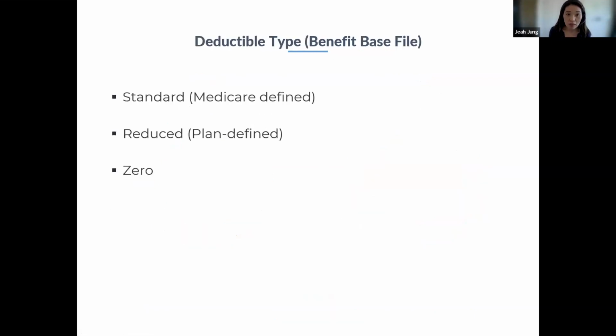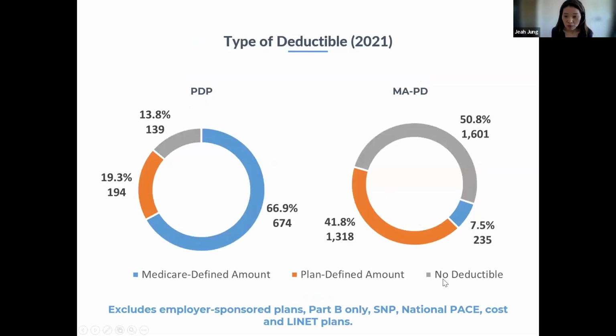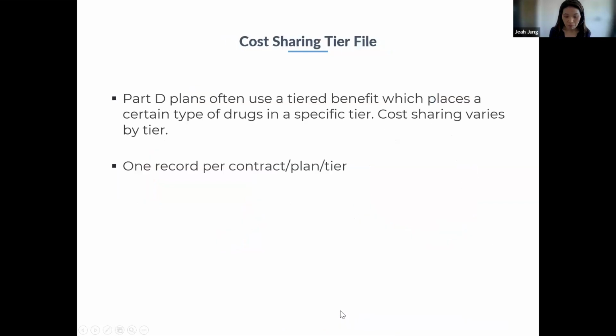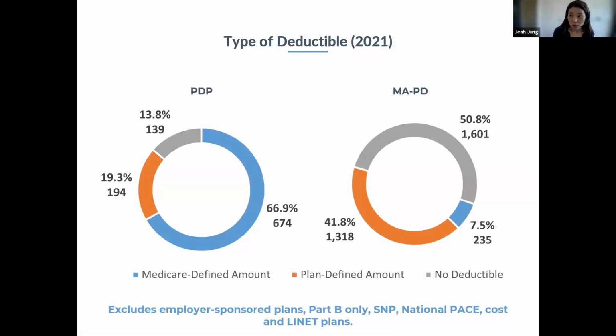And you can also see the plans based on the deductible types. There is a standard deductible, and some plans have reduced deductibles, smaller than the standard, and some plans have zero deductibles. You can see where the zero deductibles are, these gray ones. So only 13.48% of PDPs have zero deductibles. However, in MAPDs, more than half had zero deductible plans. And here again, we excluded all these special plan types. Right. So that's about the base file.